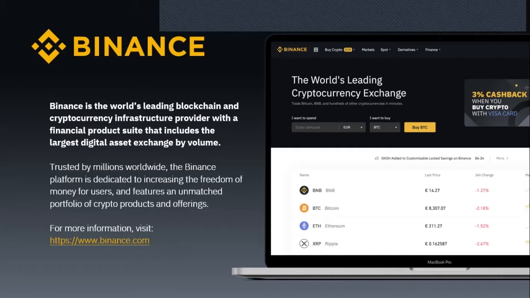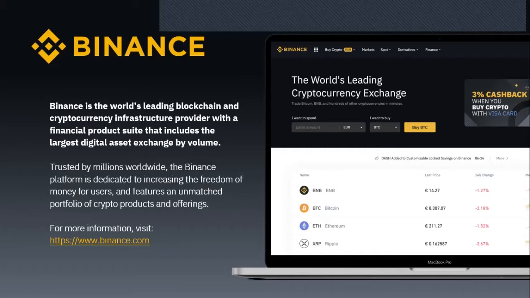Binance is the world's leading blockchain and cryptocurrency infrastructure provider, with a financial product suite that includes the largest digital asset exchange by volume. And not only that, Binance is present in Nigeria and in Africa. We'll be looking at where Binance is present later on in the course of this webinar.